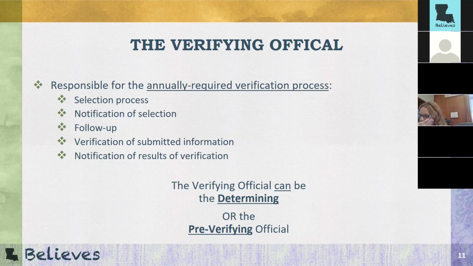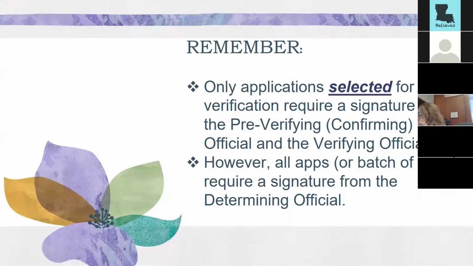Please note that the verifying official can be the determining official or the pre-verifying official. Only the determining and pre-verifying officials cannot be the same person. A point to remember is that only applications selected for verification require a signature from the pre-verifying or confirming official and the verifying official. However, all applications or batch apps require a signature from the determining official.